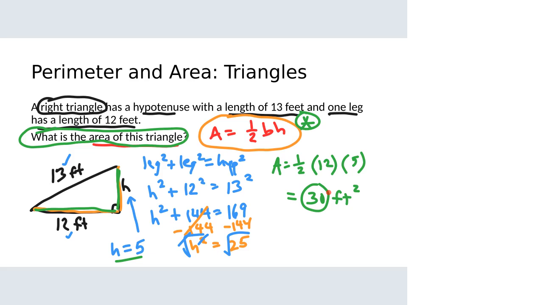Math teachers love this kind of question because you had to remember the Pythagorean theorem in order to do the new thing, which was finding the area of a triangle. Let me know if you have any questions on that. All right.